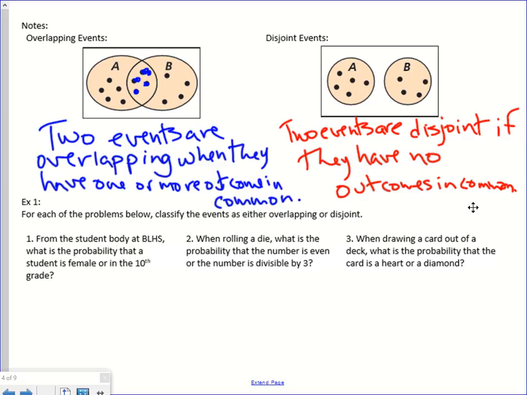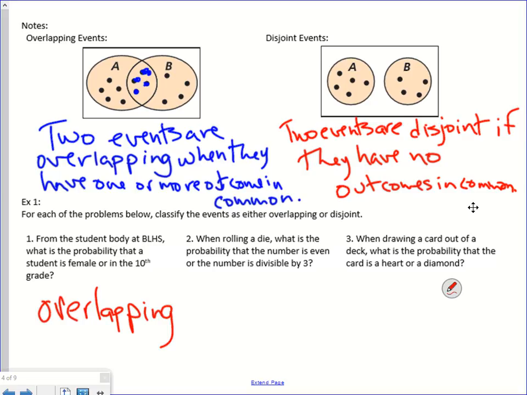So let's think about that. Are those 2 separate things mutually exclusive? You can't be both. Or could you be female and in the 10th grade? Are there any outcomes? In this case, the outcomes are the students. Are there any students that are both female and in the 10th grade? Yes, there definitely are. So this is overlapping. Remember, right now we're not actually solving for this probability. We're just figuring out whether it's overlapping or disjoint.